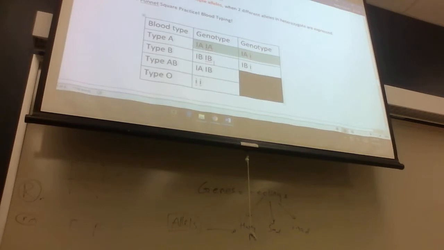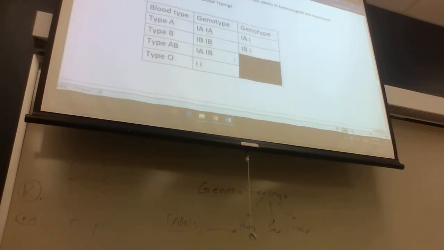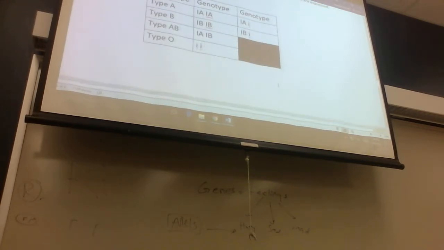Yeah. So blood type is kind of difficult, but this is just a table to lay it out. If you're type AB, you're going to have IA IB, and if you're type O, you're going to have little i, little i. Okay. So this is just to show you. It lays it out.